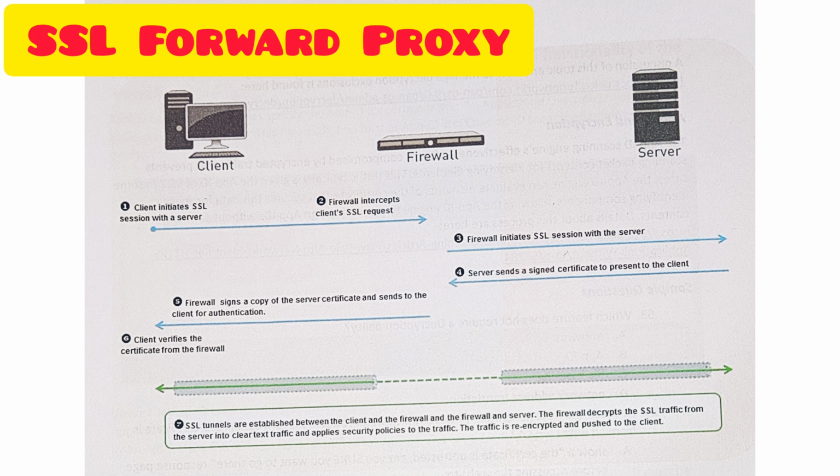The firewall signs a copy of the server certificate and sends it to the client for authentication. The client verifies the certificate from the firewall, and then the SSL tunnels are established between the client and the firewall and the server. The firewall decrypts the SSL traffic from the server into clear text traffic and applies security policy to the traffic. The traffic is re-encrypted and pushed to the client.